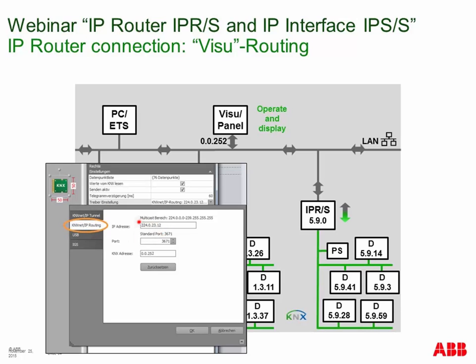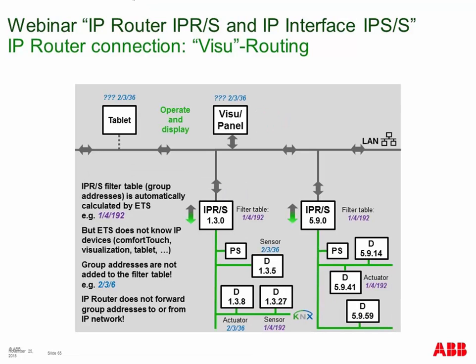We can select here or type in the correct multicast address, the port, and here our local address programming interface, which is 00, for example, 255, and click on the button OK. And then the visualization, or for example here the panel, uses this routing connection.